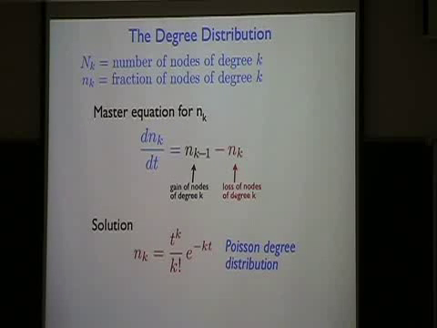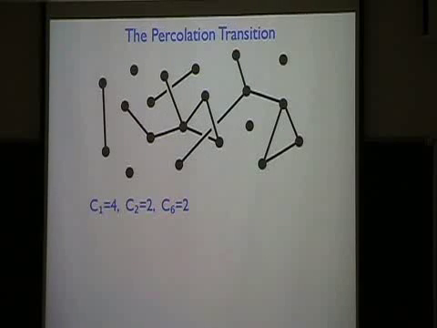Anyway, the upshot of this little story is that the degree distribution is Poissonian, so it doesn't have a broad tail. It's relatively sharply peaked, with a mean degree which grows linearly with t, and a dispersion of degree which scales as the square root of t, so the relative fluctuation scales like 1 over the square root of time. So that is the degree distribution.